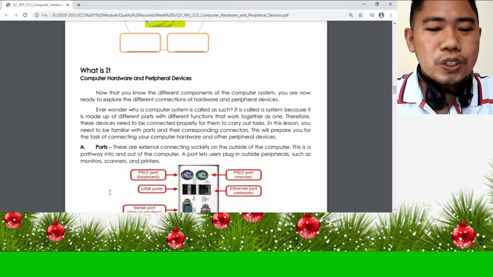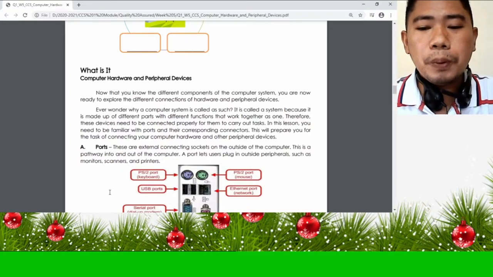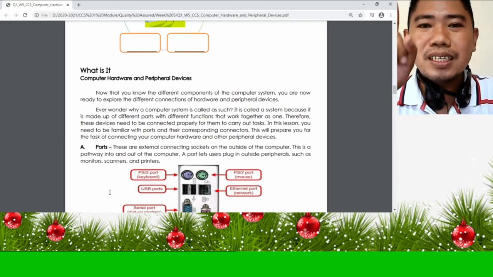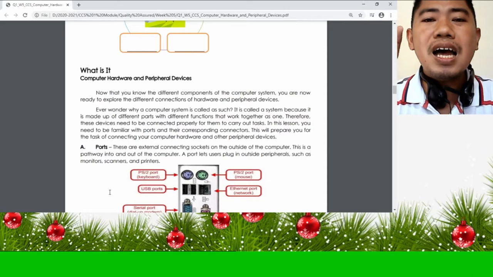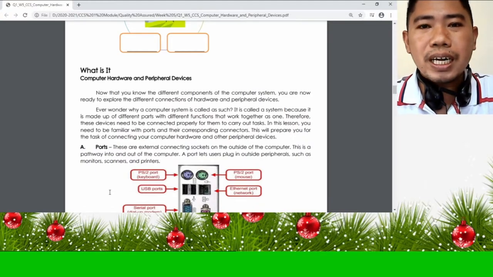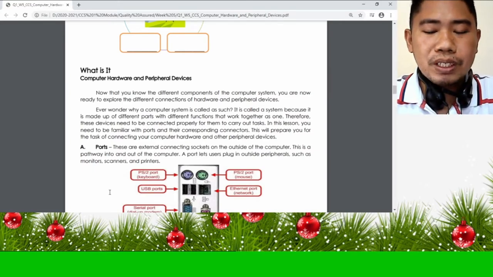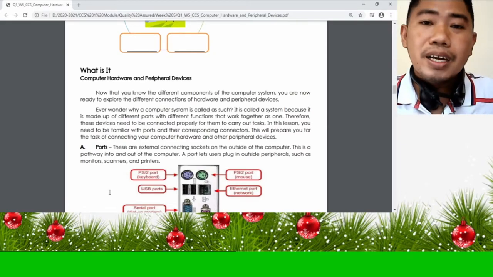Back to our lesson. This is computer hardware and peripheral devices. Peripheral devices are those devices that you attach to your computer system. Now that you know the different components, as a review, there are three components of a computer system in your module 4. First is hardware. Second, software. Third, peopleware. Hardware is everything you can touch on the computer. Software is what runs your computer, your programs. Peopleware are those who are using the computer. I hope you understand.